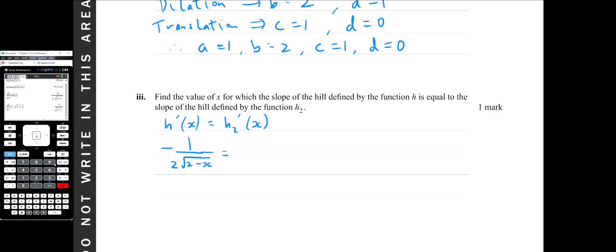And there we have it. That's −1 over √(3 − x). So we need to equate that, and we should get a single x value when we solve it on CAS. So menu 3, 1, go back all the way to h'(x), and equate that to h2'(x), comma x, and there we have it. x equals 5/3. So at x equals 5/3, the slope of h equals the slope of h2.